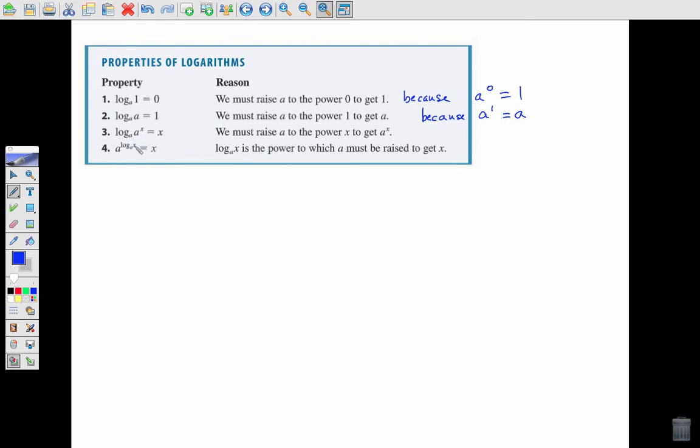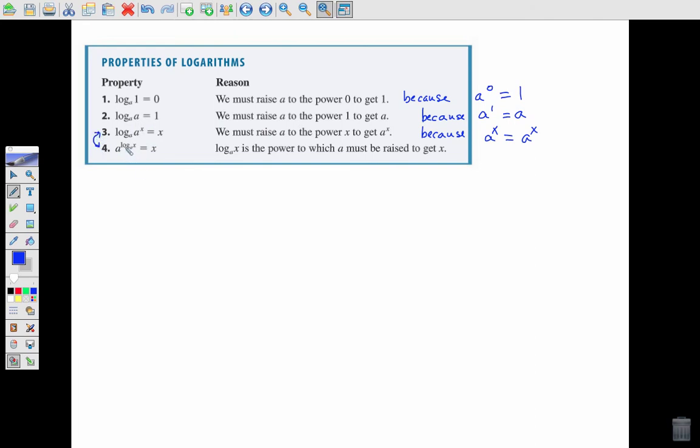Next we have log base a of a to the x equals x. So log base a of a, those kind of cancel and you're left with just the x. The reason is if you rewrite this in exponential form, you have a, the base, to the exponent equals a to the x, which is always true, right? So the log base a of a, that part kind of cancels. You're left with just the exponent.